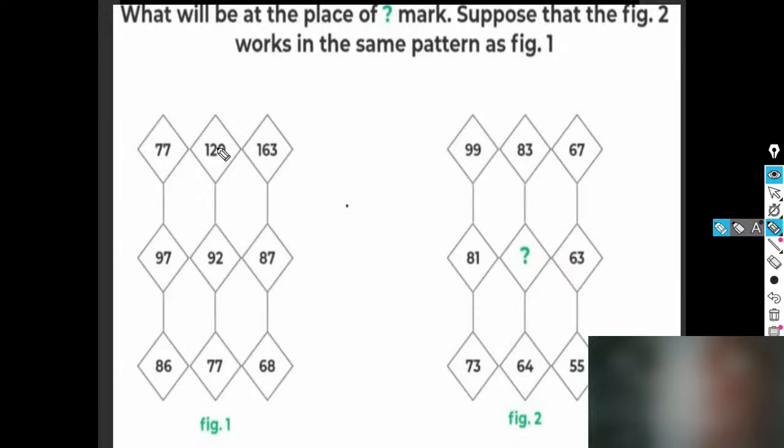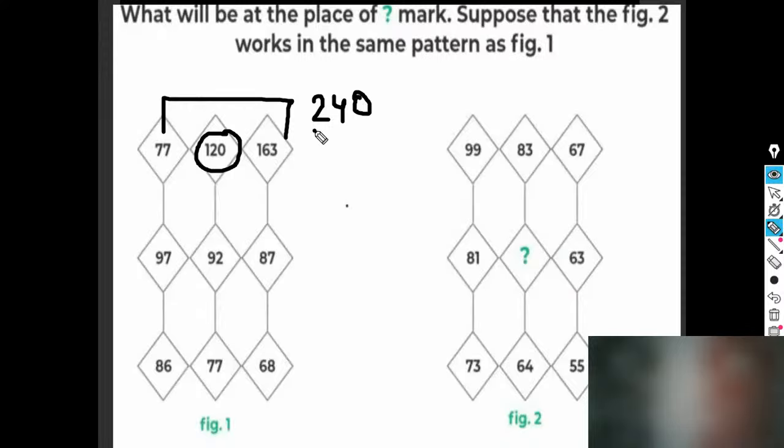So we have 120 here. First try to add 120, which again is the greatest number. So 77 plus 163, just add these two. 77 plus 163 gives us 240. So 240 divided by 2 gives us 120. Here the logic is the same.